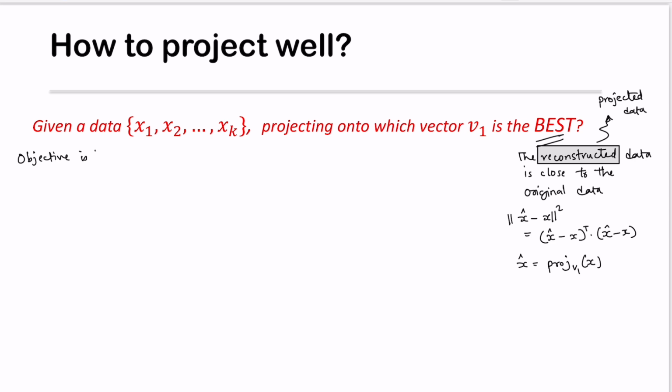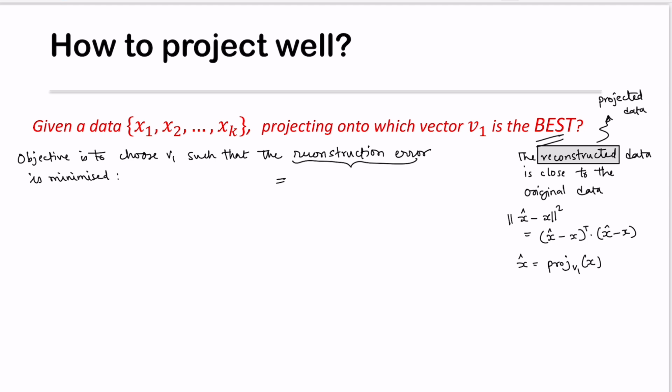So what is our ultimate objective? Our ultimate objective is to minimize the reconstruction error by choosing a suitable v1. So this is indeed an optimization problem. The reconstruction error is given by the average, 1 by n times, so let me remove k and write n, 1 by n times summation i running from 1 to capital N, (xi hat minus xi) whole transpose (xi hat minus xi), right? The same thing which we had written on the right hand side.